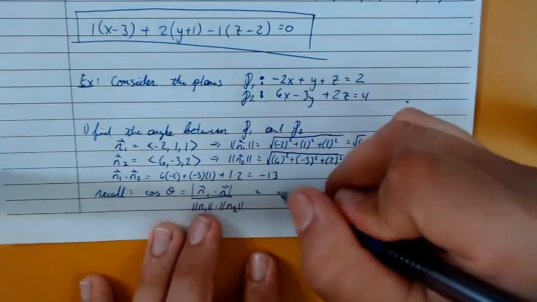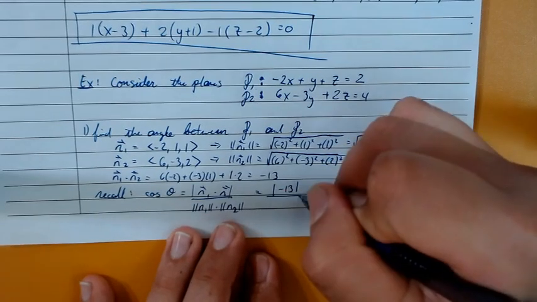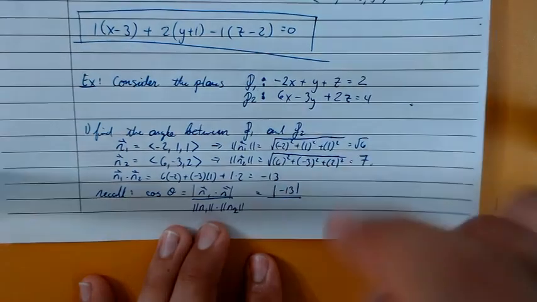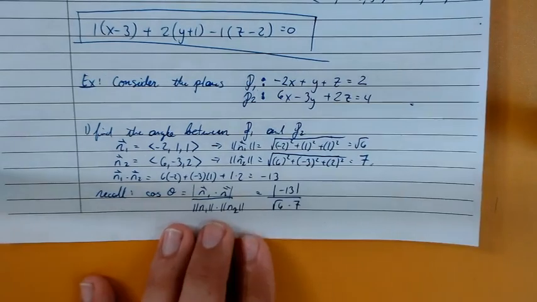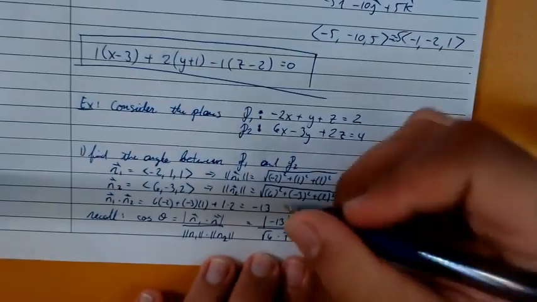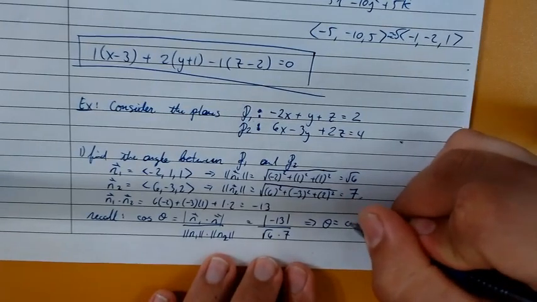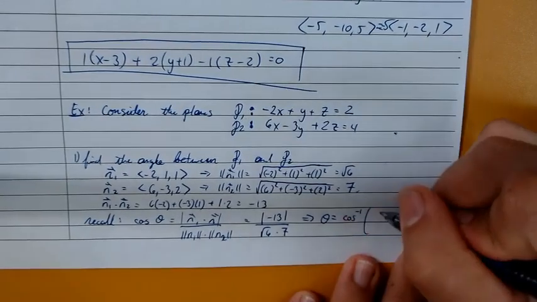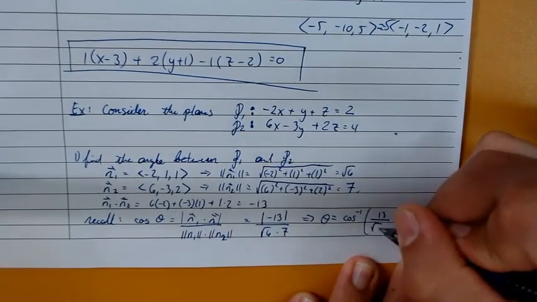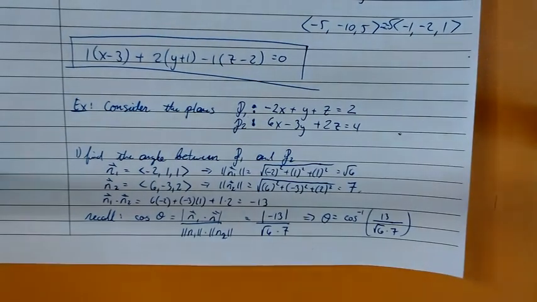So here that's going to be the absolute value of negative 13 over the magnitude of n1, which is root 6, times the magnitude of n2, which is that. And so that means that theta, the angle that we're looking for, will be the inverse cosine, or the arc cosine if you prefer that language, of 13 over root 16 times 7, like that. Which I believe at that point we simply pull out a calculator.